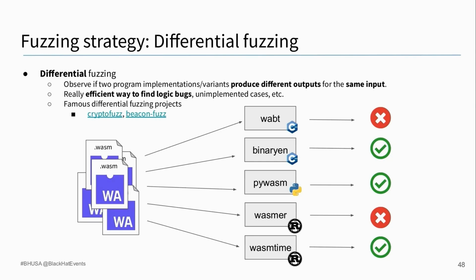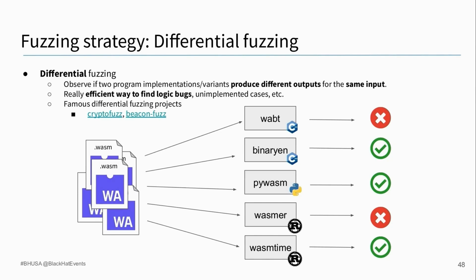The downside is, of course, you need to have multiple implementations of the same target, or maybe different versions of the same target. That's usually what we have with regression testing. Some famous differential fuzzing projects are, for example, CryptoFuzz, whose goal is to find cryptographic vulnerabilities in different implementations. It's done by Guido Vranken. And another one is Beacon Fuzz, another project of mine, which was basically fuzzing Ethereum 2.0 validation clients by doing differential fuzzing. Again, the same goal: finding logic bugs.